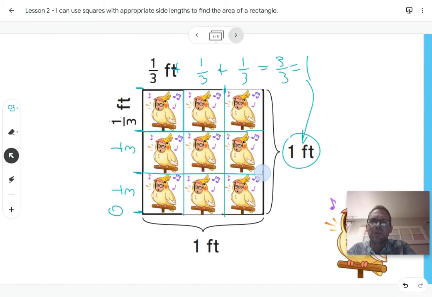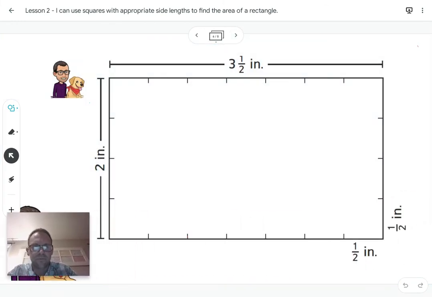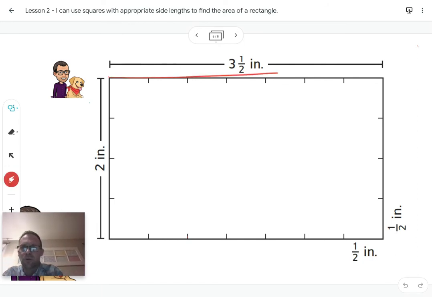So let's see if we can apply some of this knowledge to the next couple of problems, okay? Me and Dozer. Dozer has a special box, right? And his special box is for a special bonus, 3.5 inches by 2 inches. We need to know what size tile is it going to take in order to tile the bottom of this very special box for his very favorite bone.